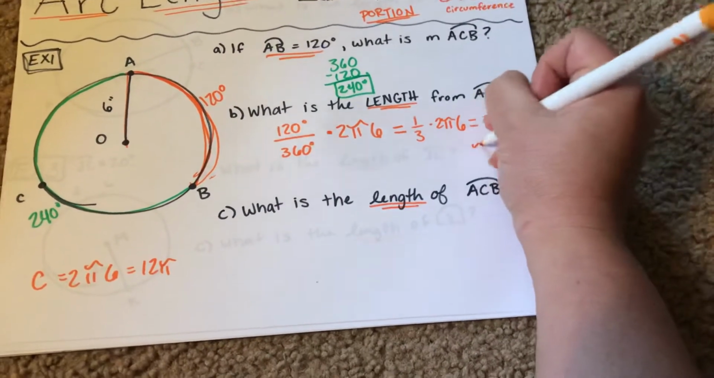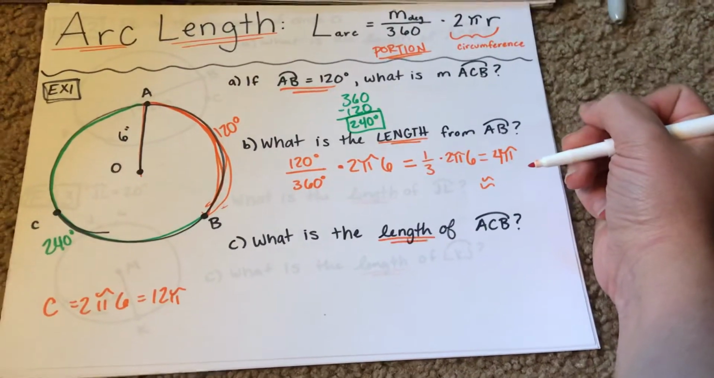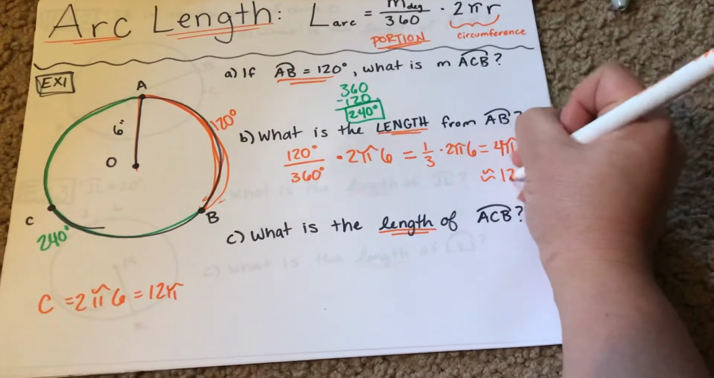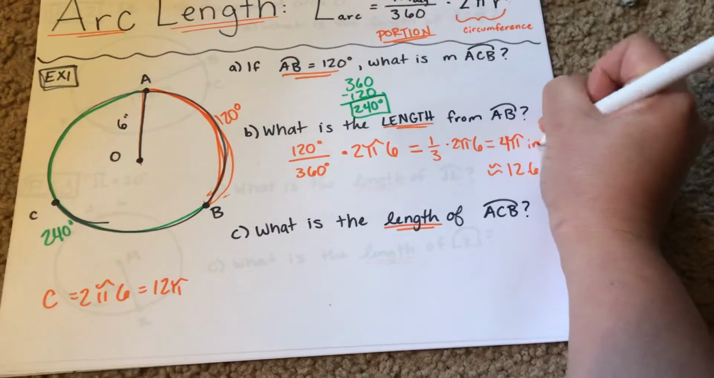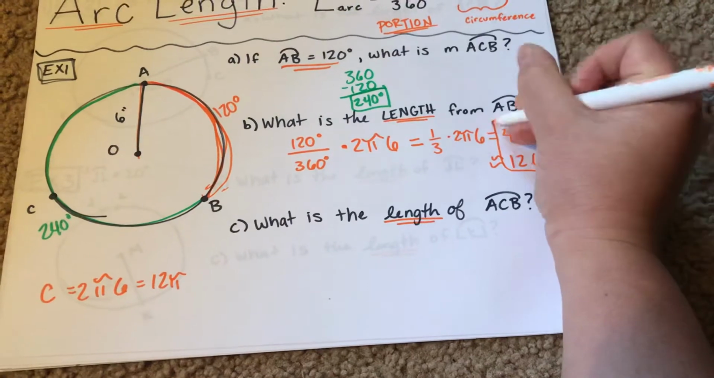If I type this in my calculator, though, I'm going to put the squiggly equal sign because it's roughly equal to, or estimated equal to. It comes out to about 12.6. And I'm going to put our units as inches. So those would be our answers there.